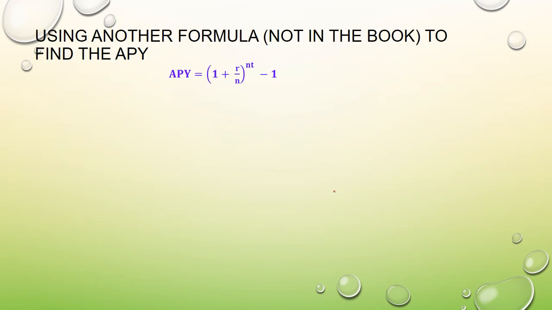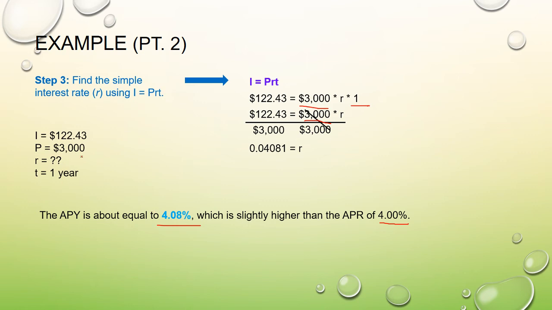Alright, so here's another formula. Not in the book, right? So I wrote this formula out and it'll give you the same answer. Remember in the previous slide, the situation, $3,000, 4% interest.